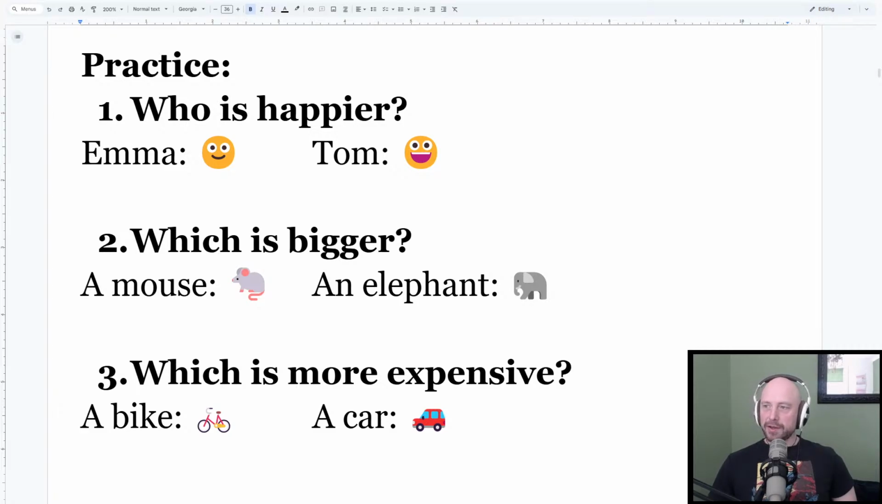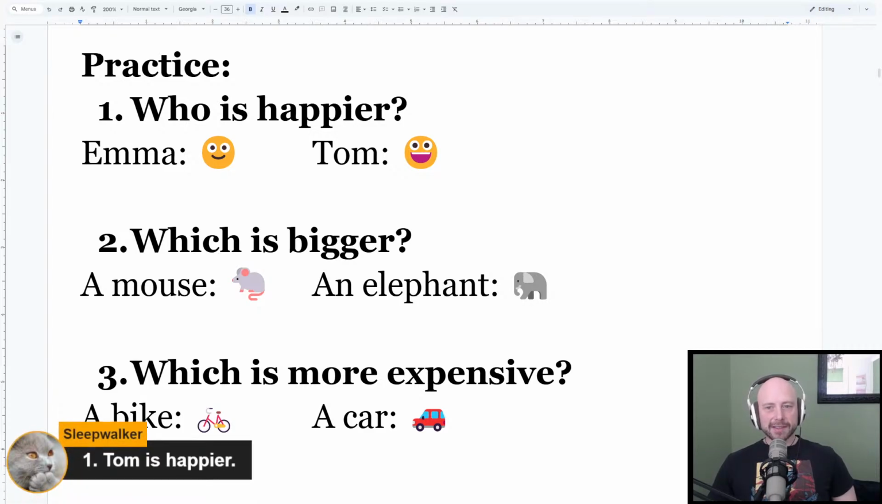That's all we're doing. So number one, who is happier? Is it Emma or Tom? And number two, which is bigger, a mouse or an elephant? And number three, which is more expensive, a bike or a car? So it's that simple. And we just need a very simple answer to all these things.